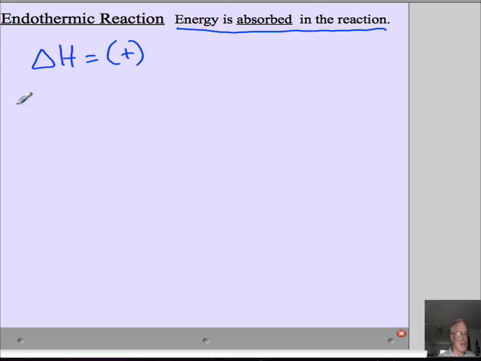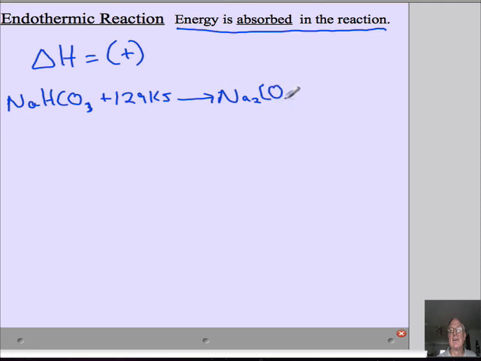Now we're going to look at an example of an endothermic reaction. Let's take the example of baking soda. This is something that takes place when you cook. Baking soda is chemically sodium bicarbonate, NaHCO3, an ionic crystal. That's a 3. And you add energy to that, and I looked that up, it's 129 kilojoules per mole. We'll just put in the kilojoules. And then it turns into sodium carbonate, Na2CO3. Notice the H has disappeared. It produces water as steam and CO2 gas.